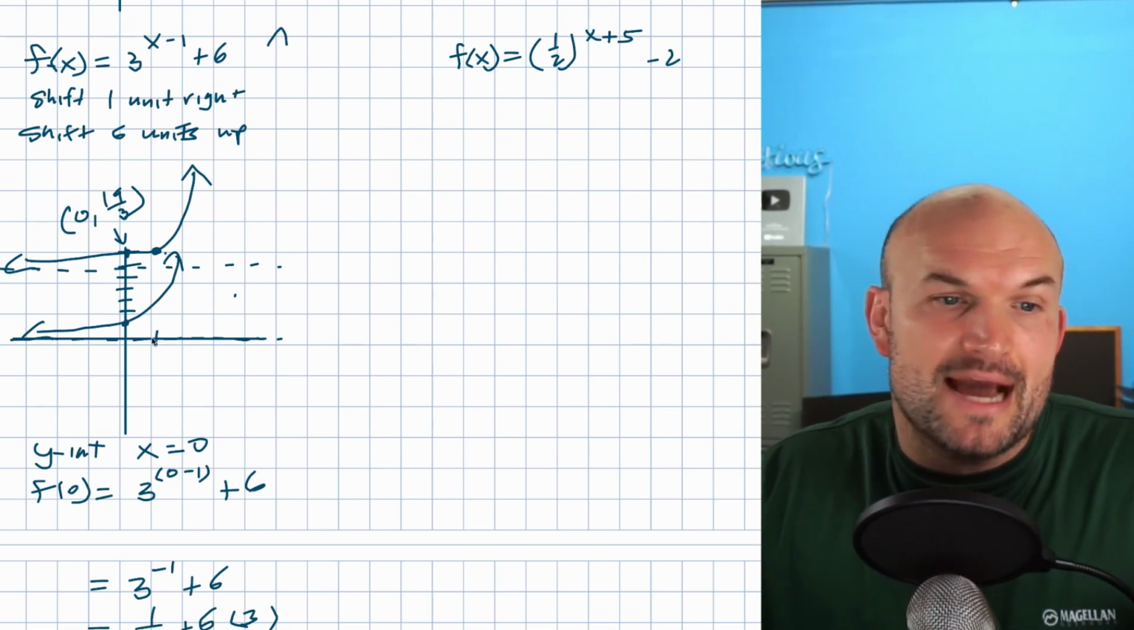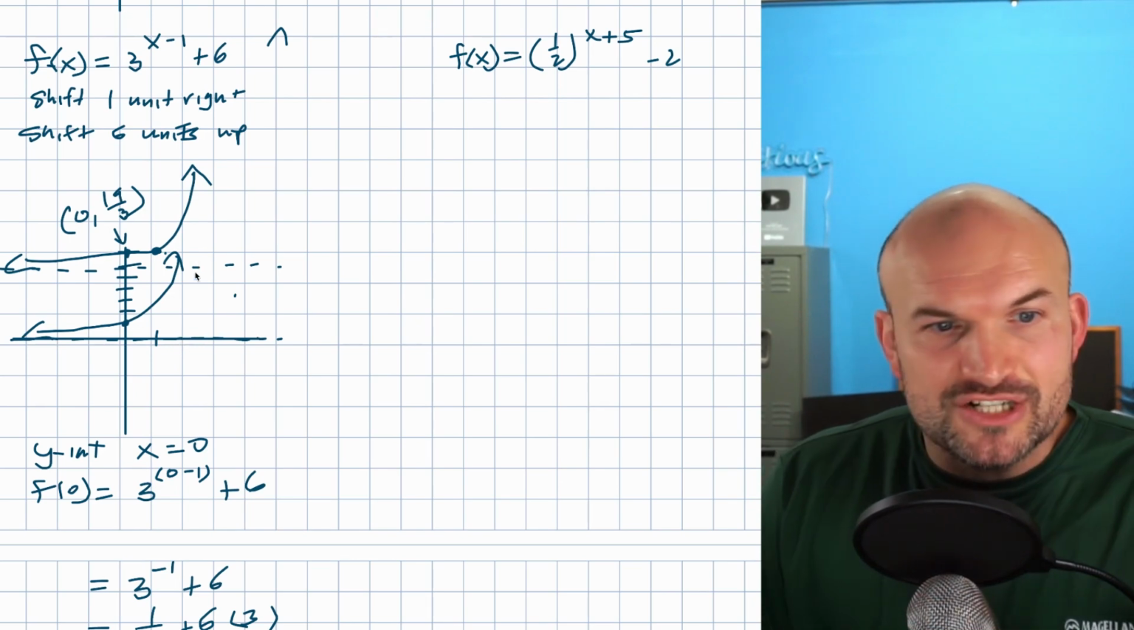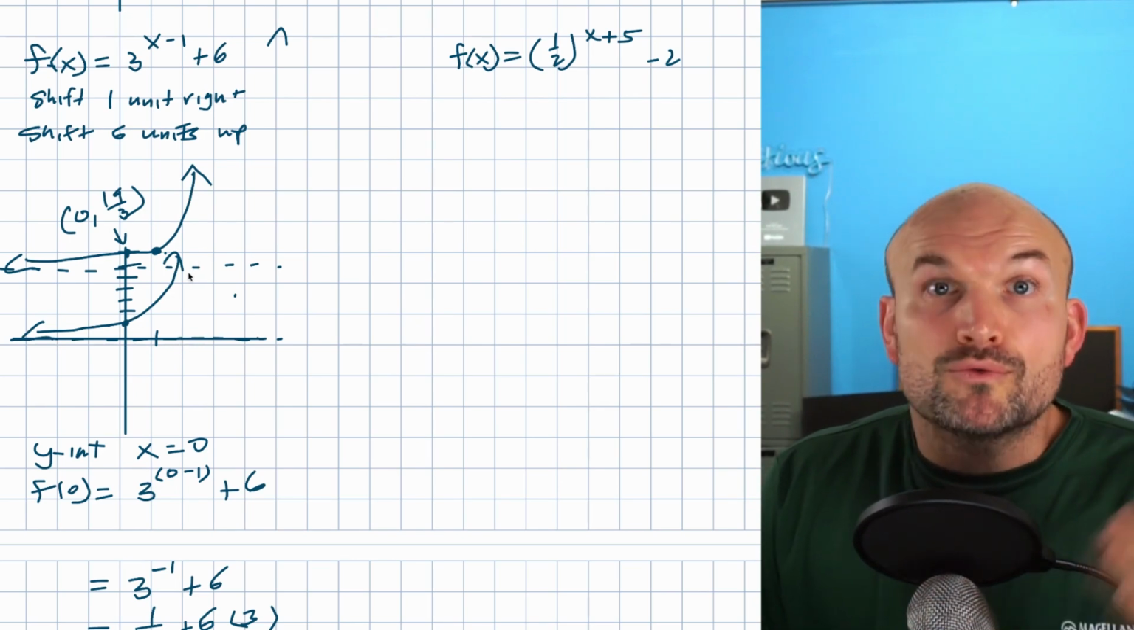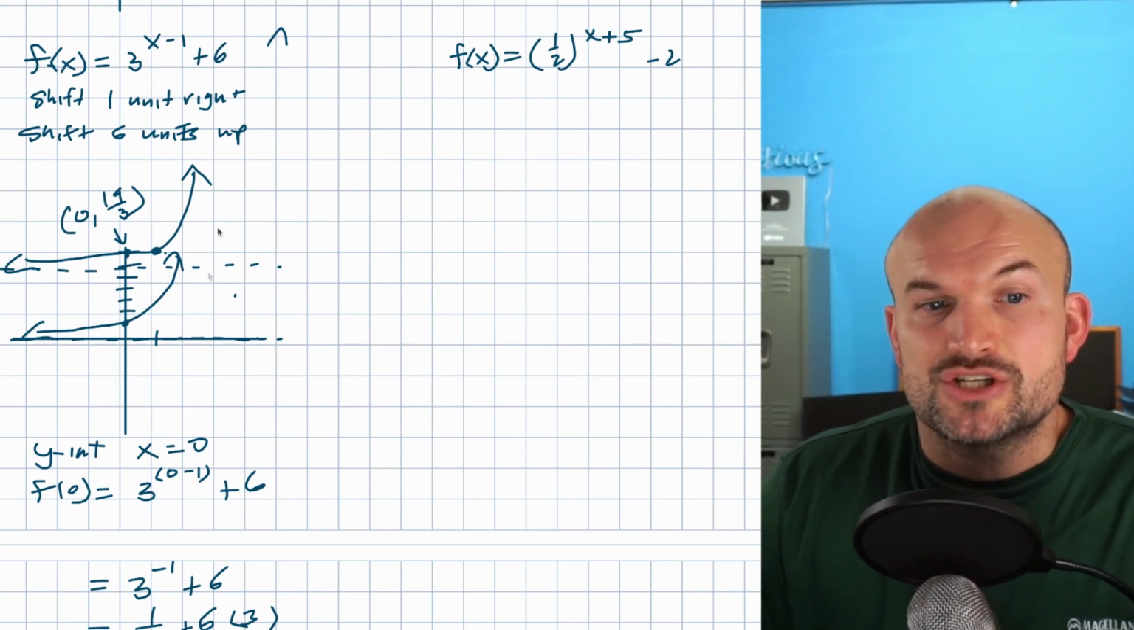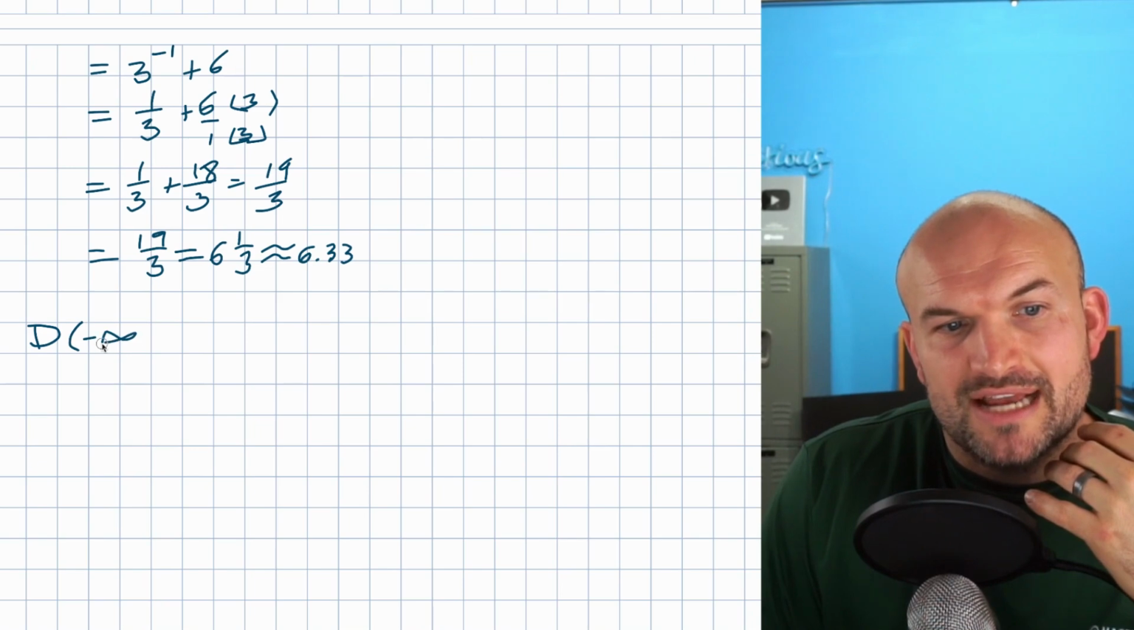The range cannot be below a negative number. It cannot be below this horizontal asymptote. So what happens is when I shift this graph up 6 units, the range has now changed to 6 to infinity. So let's identify the domain here. The domain is unchanged. It's negative infinity to infinity.